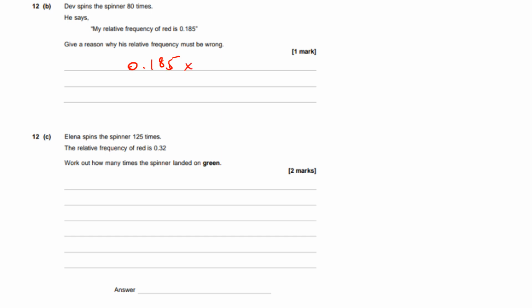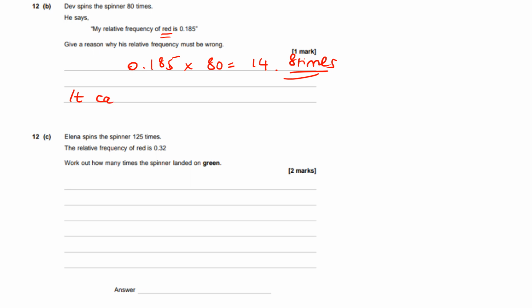Okay, relative frequency multiplied by how many times it was actually spun is going to give you the answer. So if I type this into my calculator, 0.185 times 80 is going to give me 14.8 times. So they ended up with red 14.8 times. That is impossible. You can't have a decimal as an outcome. So you can't have 14.8 times red coming up. It's either going to be 15 or 14.